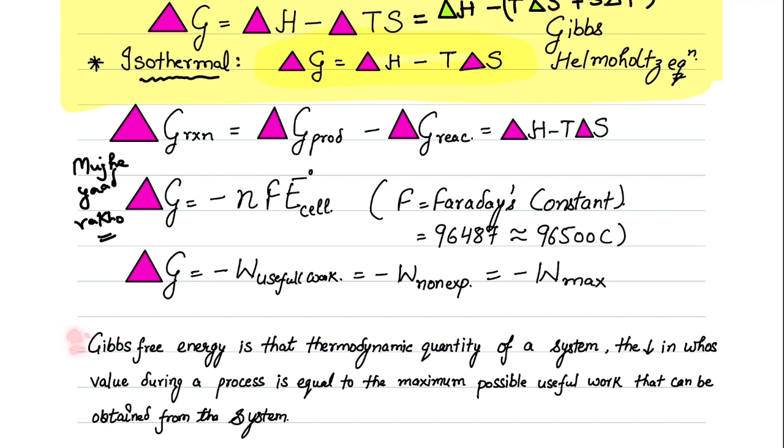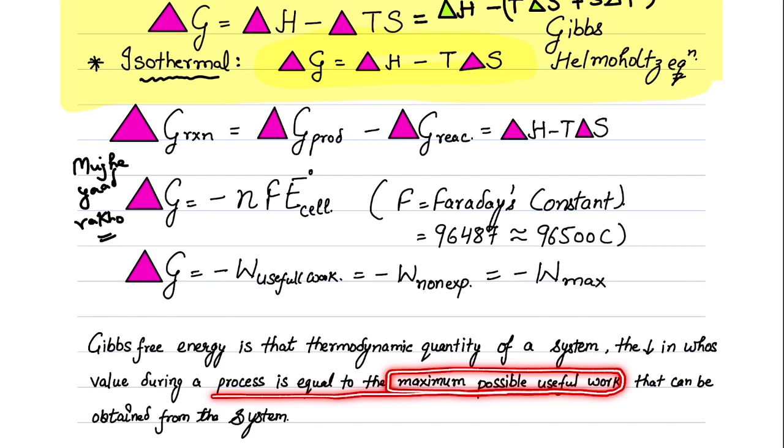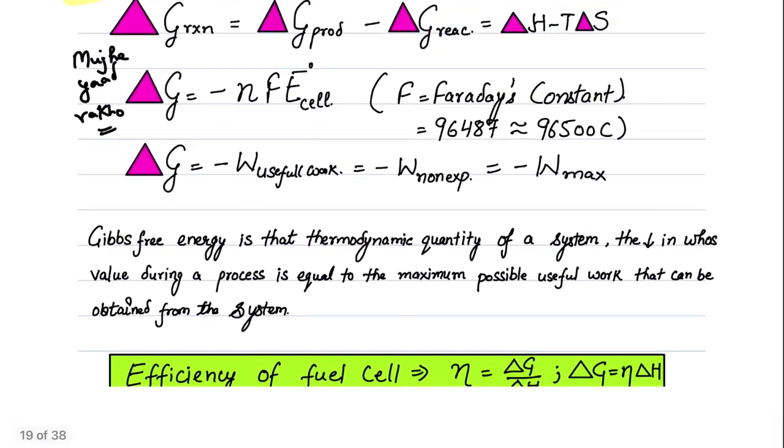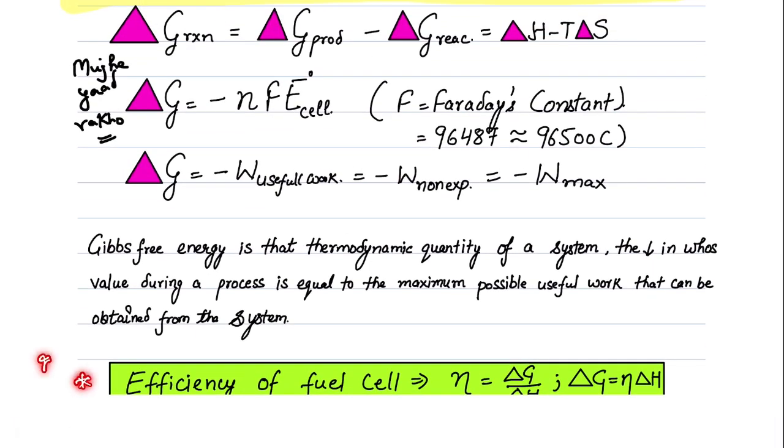So Gibbs free energy is that thermodynamic quantity of any system, the decrease in whose value during a process is equal to the maximum possible useful work that can be obtained from the system. Now there is an important formula for calculating the efficiency of a fuel cell. Efficiency of a fuel cell is denoted as eta, and that is equal to delta G by delta H.